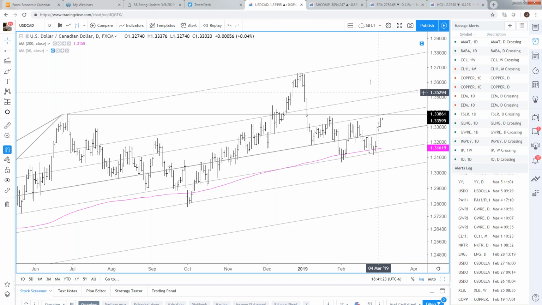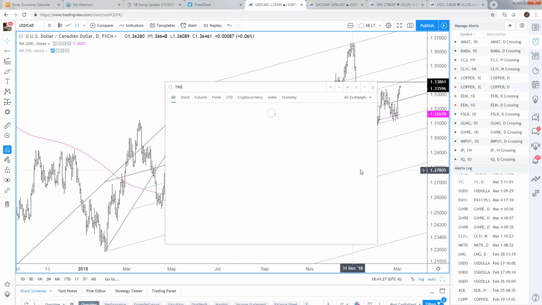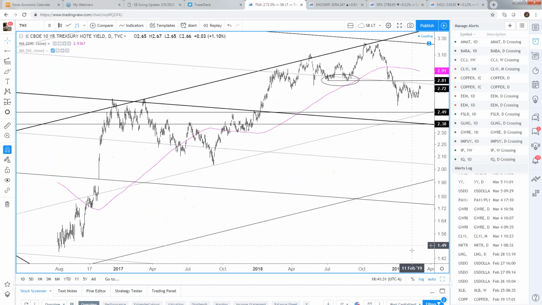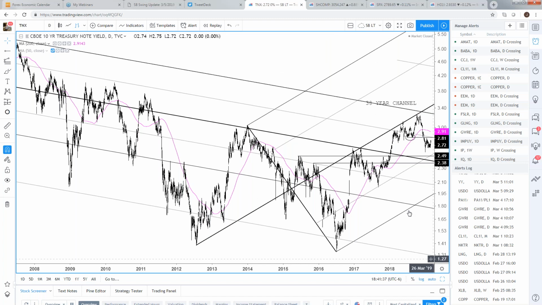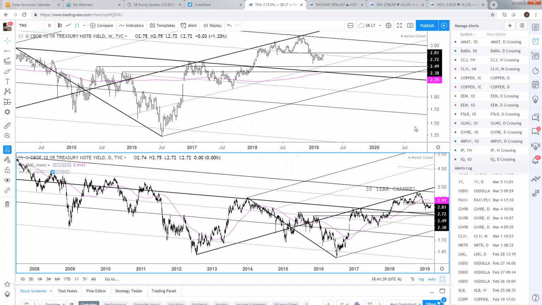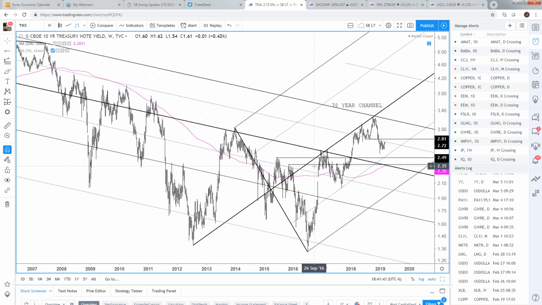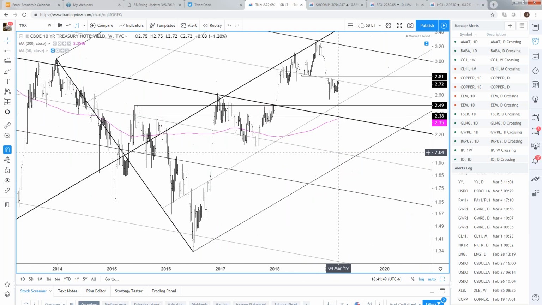All right, let's look at some bigger macro stuff here. We're going to look at the 10-year yield. Here's the daily chart, 10-year yield. I guess you could scroll out, look at a weekly of it. So it's the 38-year channel, okay, back to 1981. And we topped on it back in October, okay?